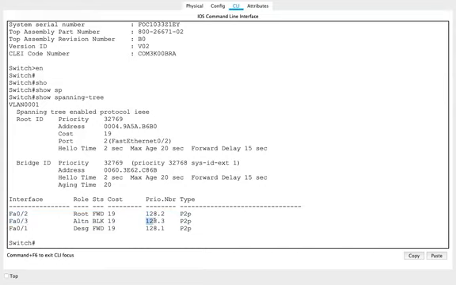Yes. The last one is the lowest port number. The lowest port number between these two is F0/2, right? Where is the port number here? The interface IDs are your port numbers. Okay, 0/2 is the lowest port number then. Yes, so it will become the root port. The state will be forwarding, and the F0/3 state will be blocking.